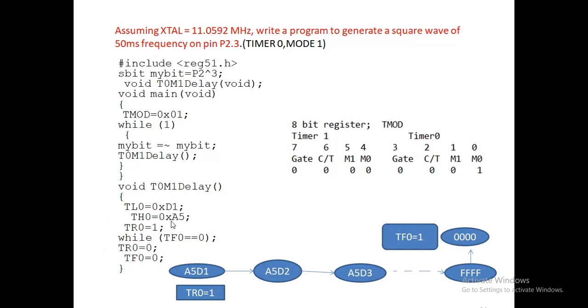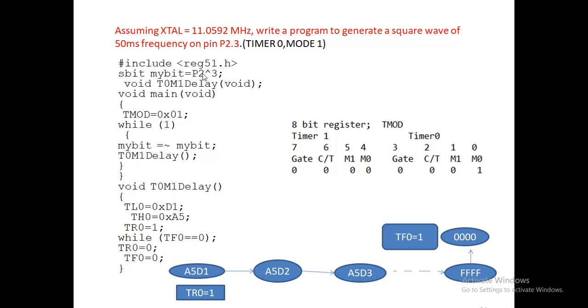For that you execute this program again once, and you have to start the timer. Again with this line it has to stay until TF0 equals 1. Then the condition fails, it comes out, and again you make TR0 equal to 0, TF0 equal to 0. This is the programmer's handling. I hope you understand. This is the header file.